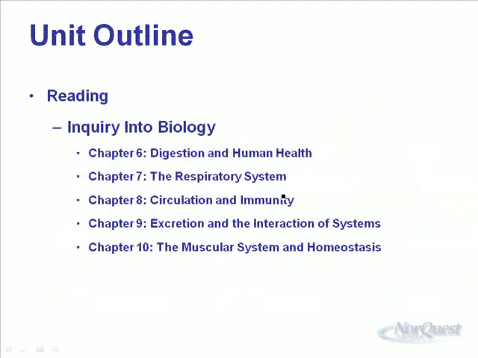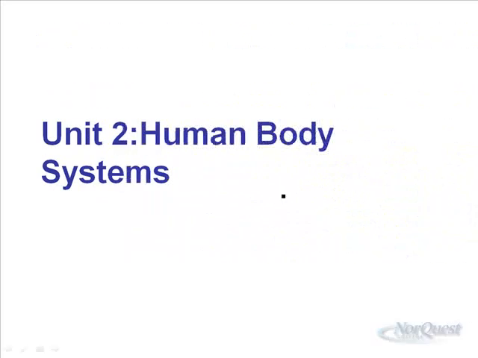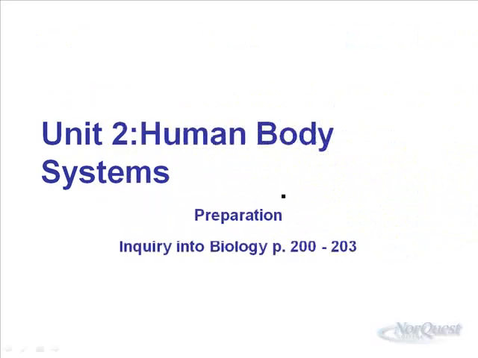In terms of what you'll need to be reading, we're going to be turning to the textbook quite extensively now, and it's chapters 6 through 10 inclusively. So here we go, Human Body Systems. Here's the preparation. It's your textbook reading, pages 200 to 203.